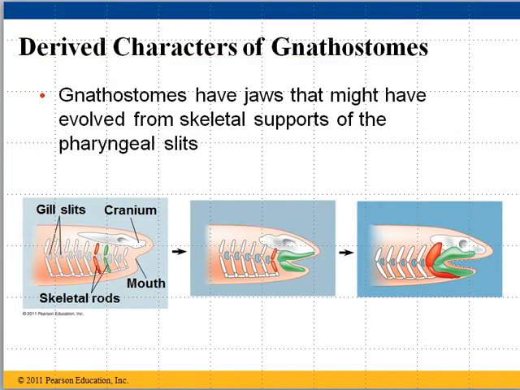Gnathostomes, as we already mentioned, have jaws that might have evolved from skeletal supports of the pharyngeal slits. So this is what they think was the evolutionary path. You would have had these basic skeletal components of the pharyngeal slits, like the gill slits of the fish, and they would have over time evolved into more complex components that would have begun to make up the mouth and the jaw of the creature.